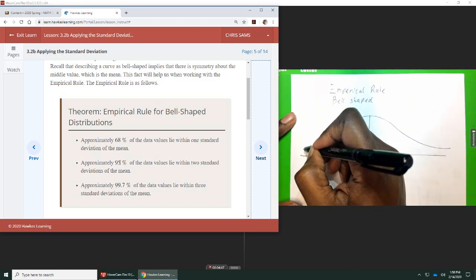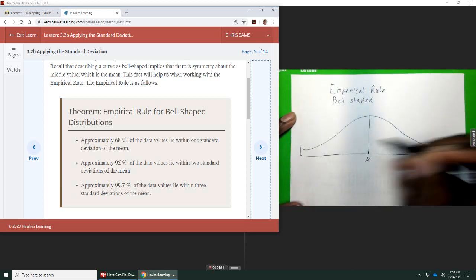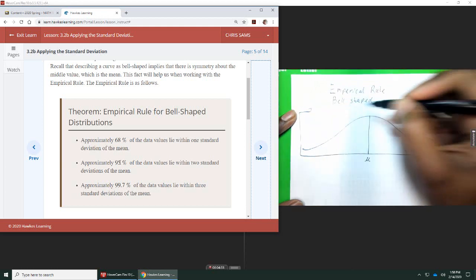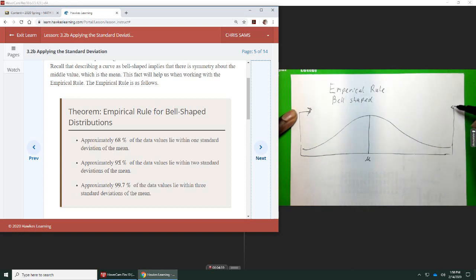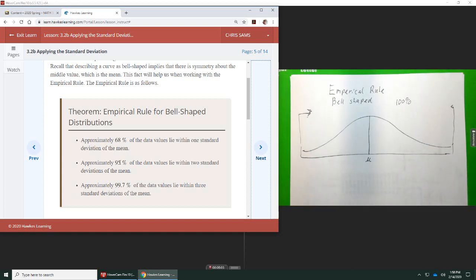This bell curve from end to end is 100%. The whole thing, from here to the other end over here, all of this is 100%. You need to know that. You cannot have more than 100% in statistics.